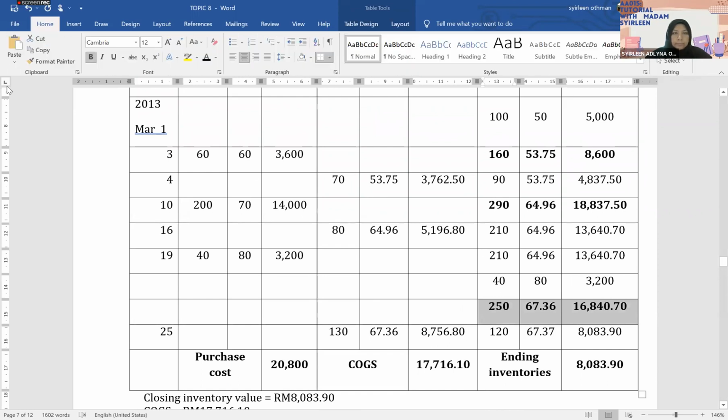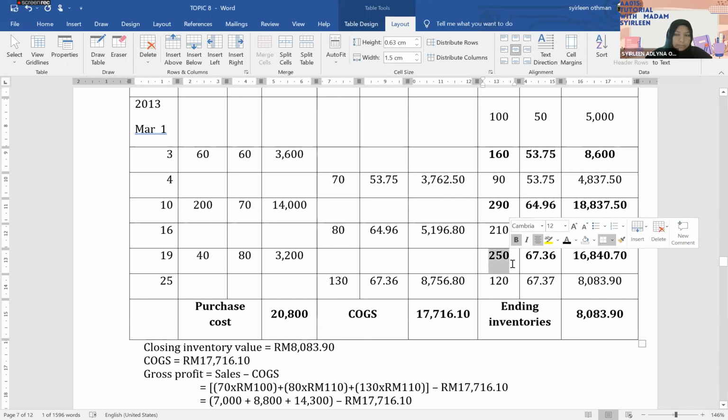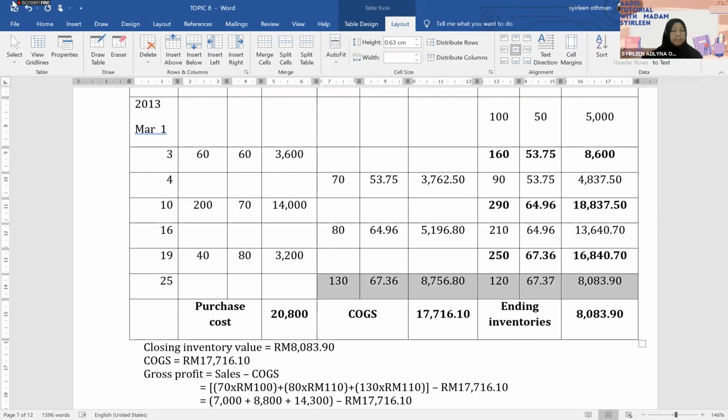Okay, so kita ada new stock intake. So your balance will be 250. Sorry. Okay, harga dah berubah ya. So kita tadi ada balance RM13,640.70. So you beli a new batch of inventory 3,200. So balance you akan jadi RM16,840.70. So kita bahagi dengan 250. So satu unit costing baru will be RM67.36. 36 yang ni kita round off. Okay, so after selling on the 25th, okay, balance yang tinggal 8083.90 sen sahaja. Okay, so closing inventory 8083.90.